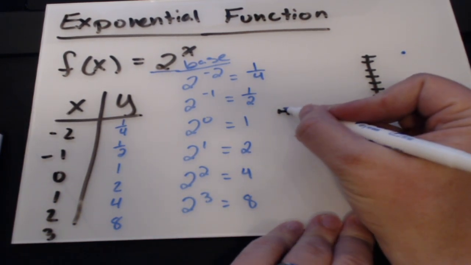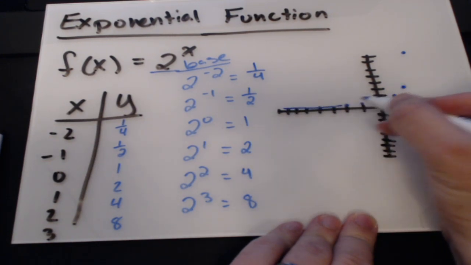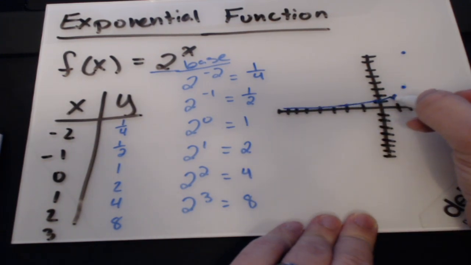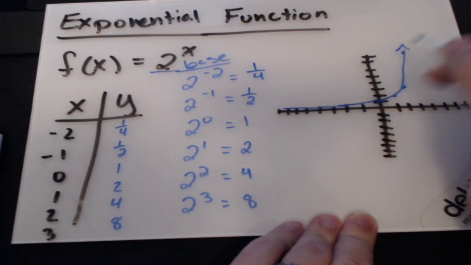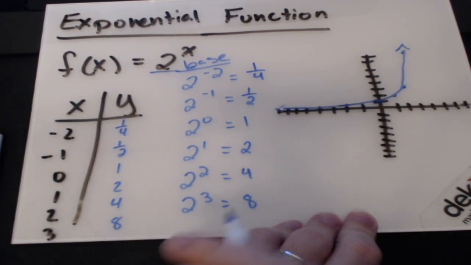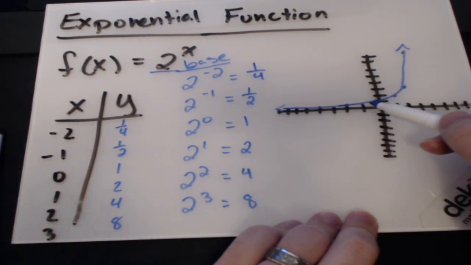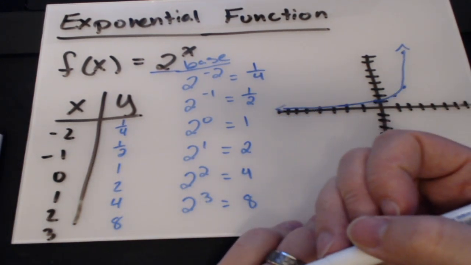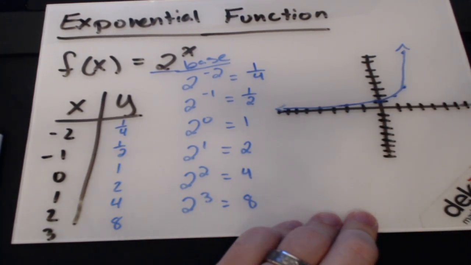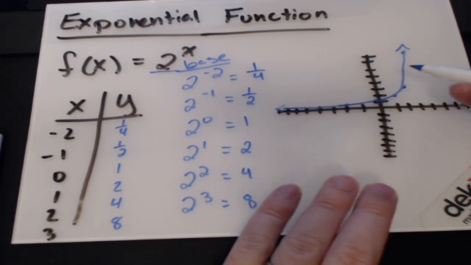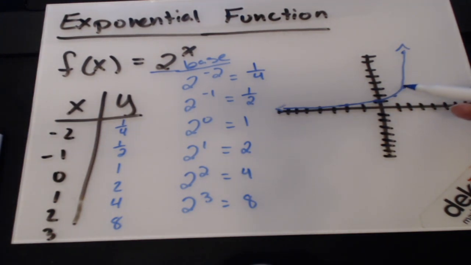All right, and the reason it's called an exponential function is it grows really, really fast. Some would say almost exponentially. And this x-axis works as a horizontal asymptote. So you're always going to get really, really close to the x-axis, but never touch it. And you go off exponentially. Every exponential graph looks very similar to this.